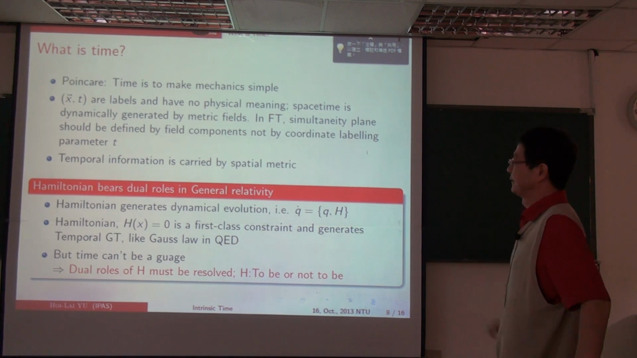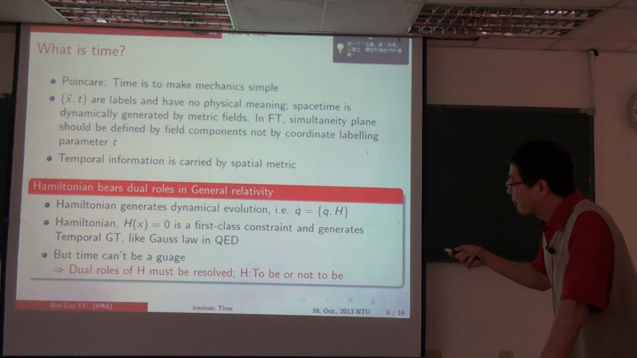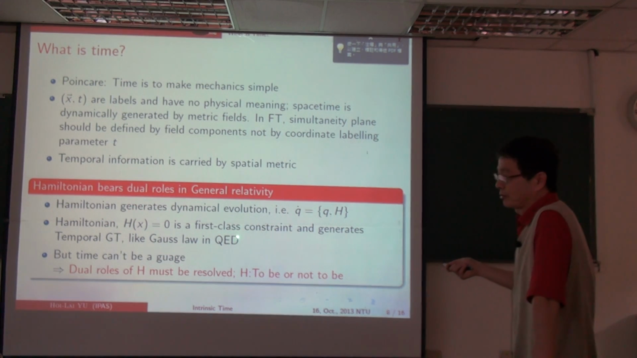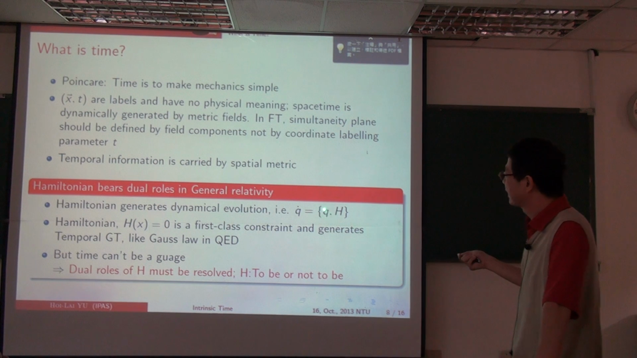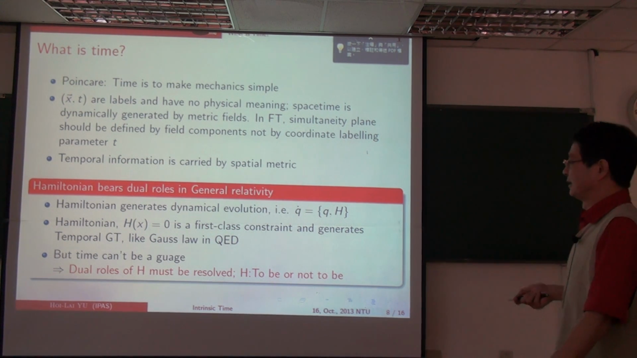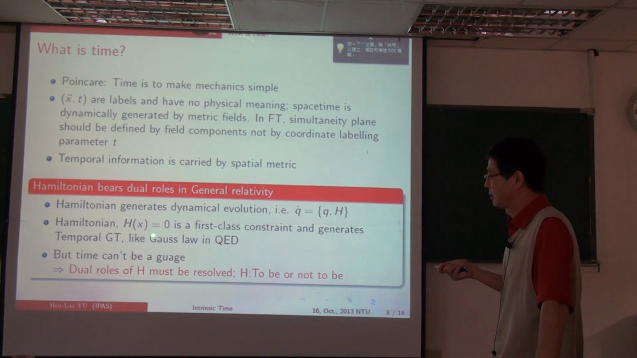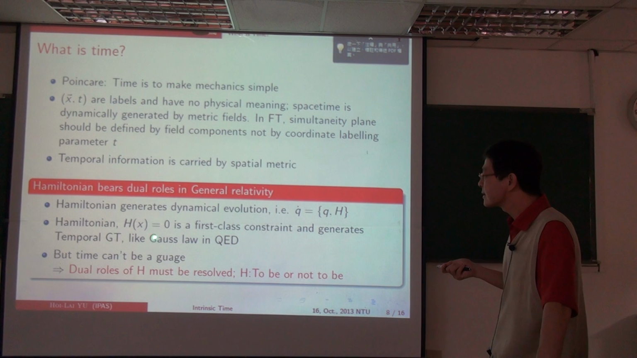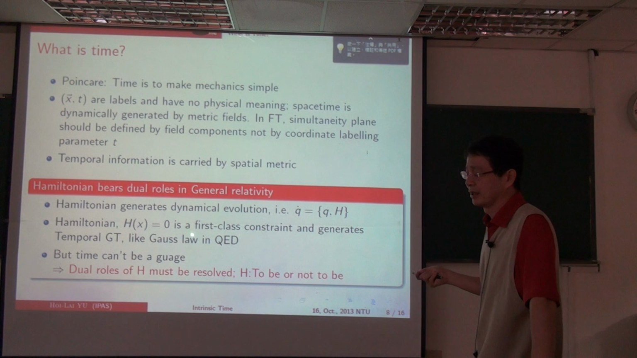Now let me highlight again: what is the problem in general relativity? The Hamiltonian generates dynamical evolution. For example, given any phase space variable Q, the Poisson bracket of Q with H is Q dot, which gives the evolution. But on the other hand, the Hamiltonian is a first class constraint, equal to zero, like Gauss's law. That means the time symmetry in general relativity is a gauge symmetry.